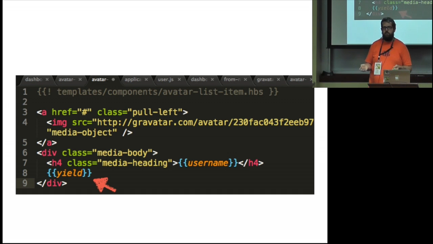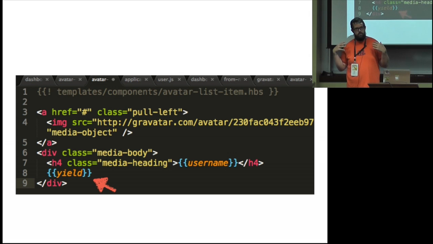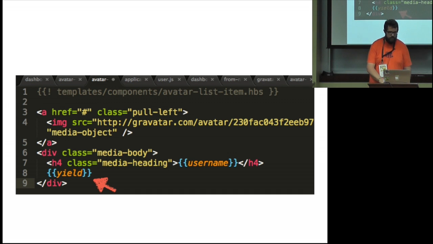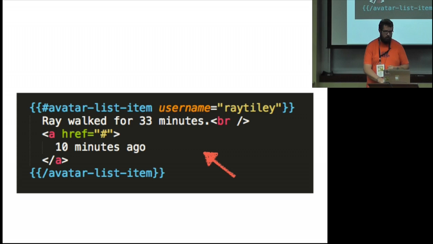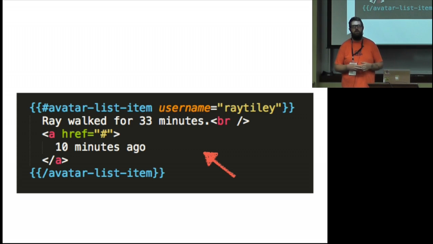And then the yield helper says, when the user calls this tag, they're going to be able to pass some content into it, and you just dump that content here. So what this allows us to do, with just that one little bit of code, is create an avatar list item. I can pass in a username to it. This is my custom tag, and then all this content is just going to get dumped in the yield statement.